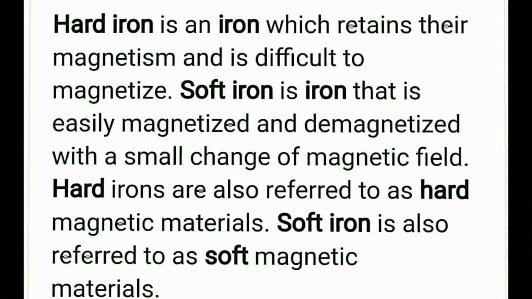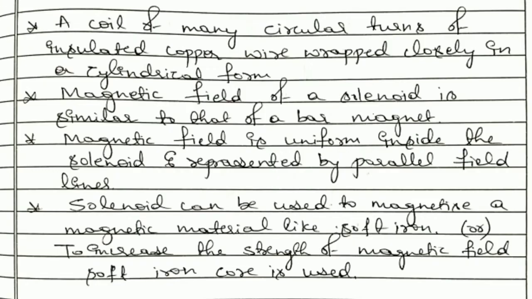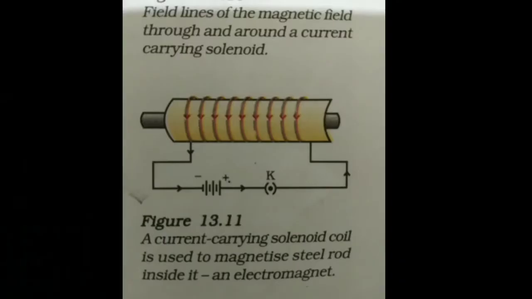And we know that an electromagnet is nothing but an artificial magnet. Therefore we are taking soft iron here. Look at this diagram. Observe here a current carrying solenoid coil having a rod inside, that is soft iron. For what? For better magnetic field lines.